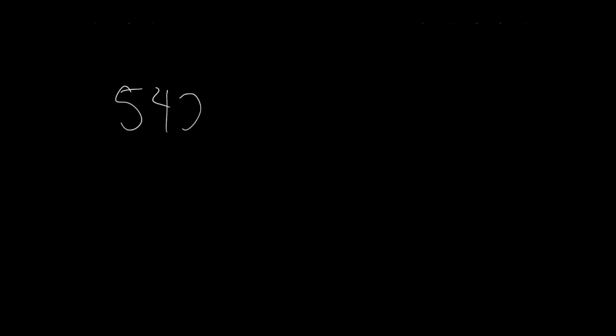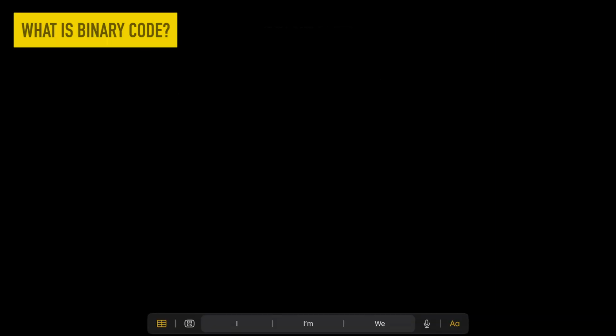Hi guys, so today we're going to talk about how to convert from decimal numbers, or regular numbers that you know, like this, to binary numbers, which are just made up of ones and zeros. We're going to go over why we do this, how we do this, and then do some iGCSE exercises. So let's get started.